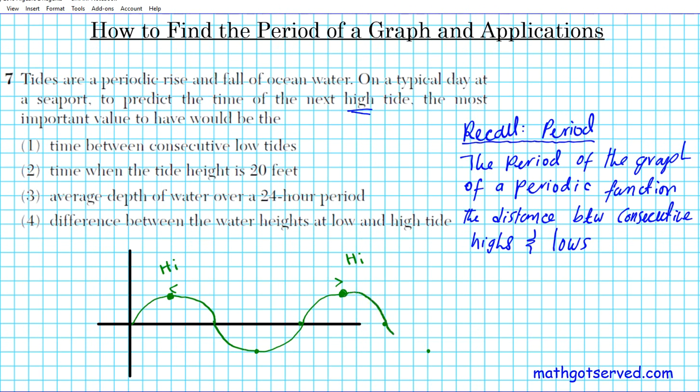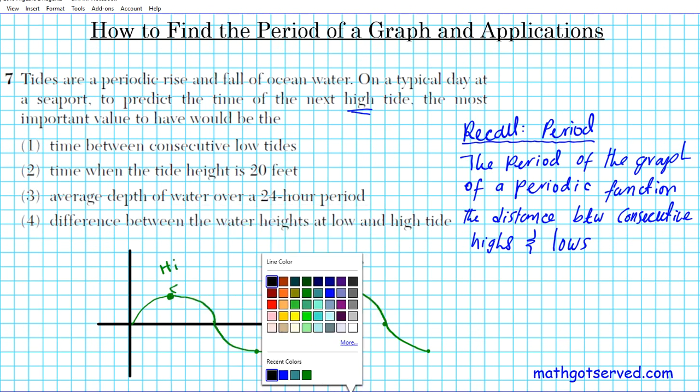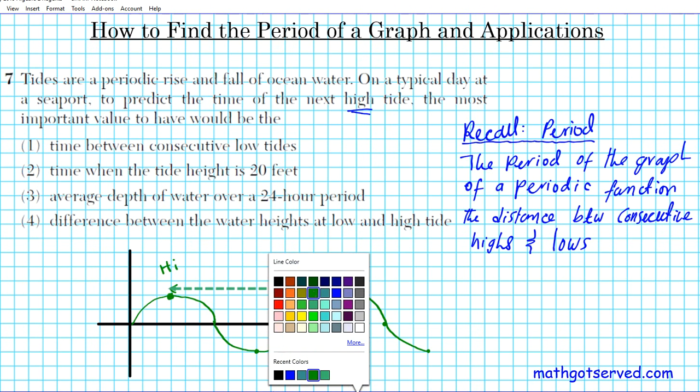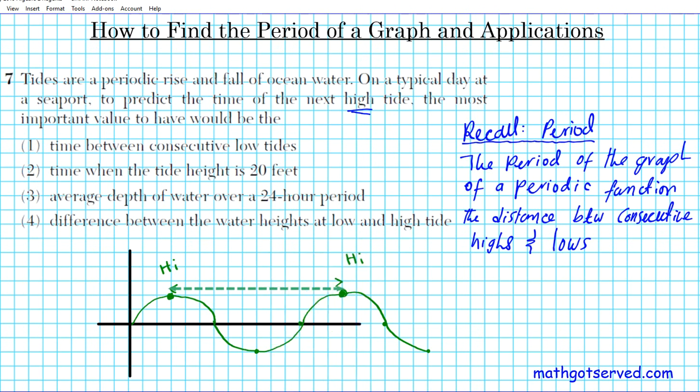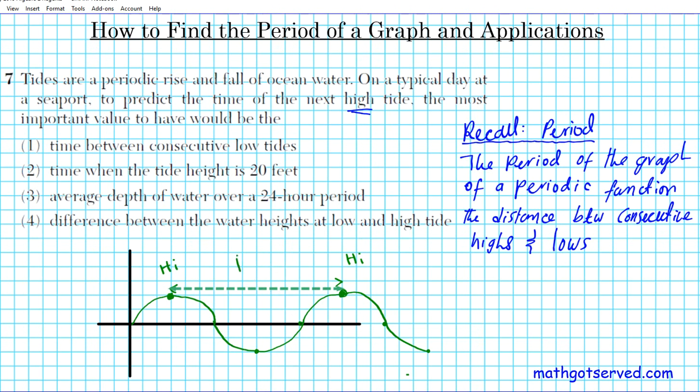Okay, so if we want to calculate how long it takes between two high tides, what we're looking for is the time period between those 2 points that we have illustrated in the graph. So the distance from this point to this point is basically what the period is, and that's the best indicator of how much time separates the high tides. All right, so this is a period.